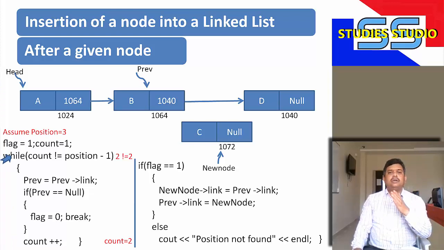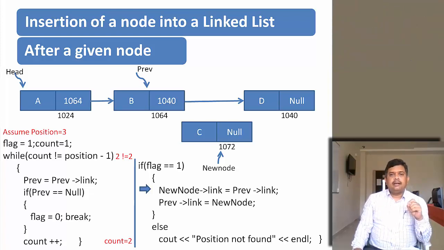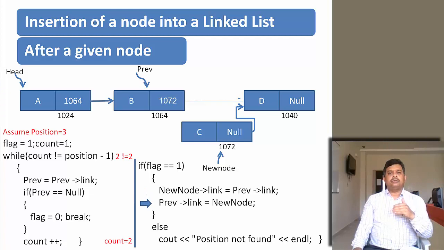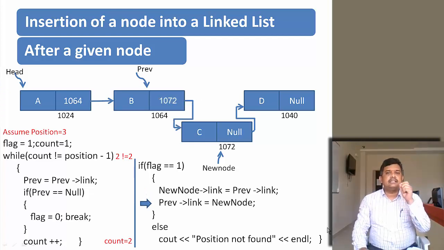So 2 is not equal to 2. This condition is now false. So what I do, the flag becomes 1. It means I found my data. So when I found my data, the new node's link becomes previous link and previous link becomes the new node's link. And this is how the third node containing data C is inserted into this particular linked list.